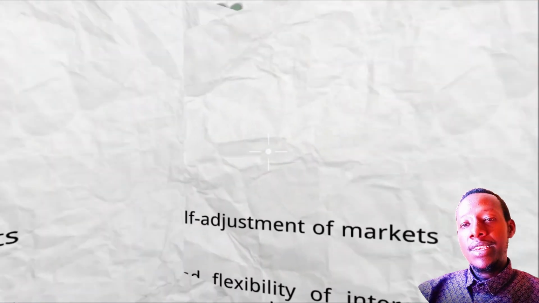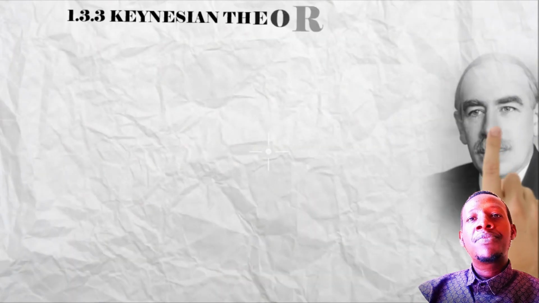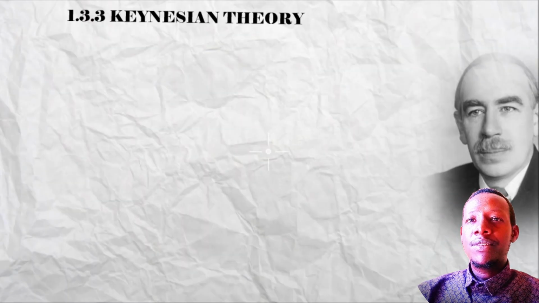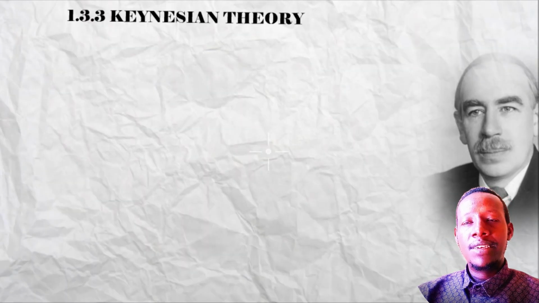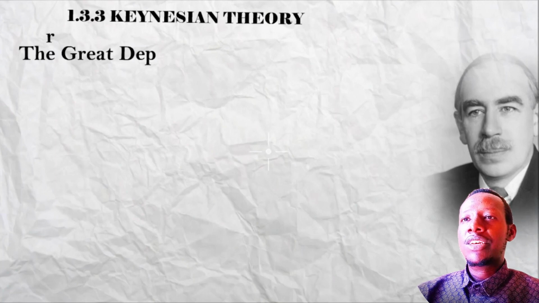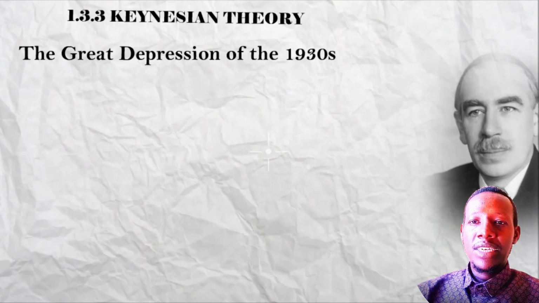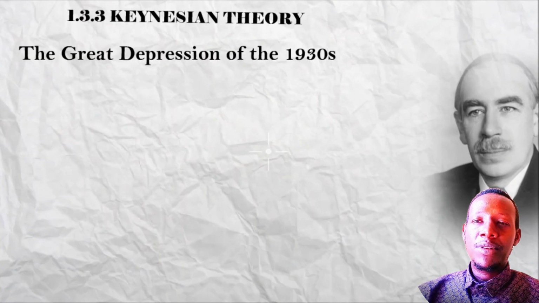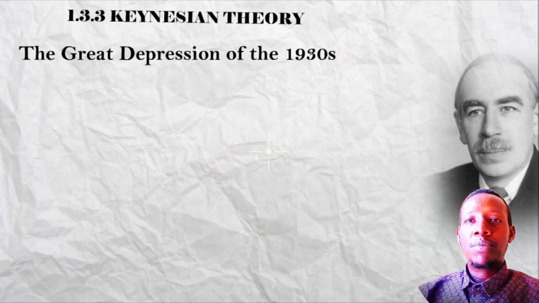And the second theory we are going to explain is the Keynesian theory. According to the classicals, who believe in a self-adjusting market, they could not explain the Great Depression, which occurred during the 1930s. The classicalists were unable to fix the issue of the Great Depression, or they were unable to have an answer for the Great Depression problem, which hit most of the developed economies in the 1930s.